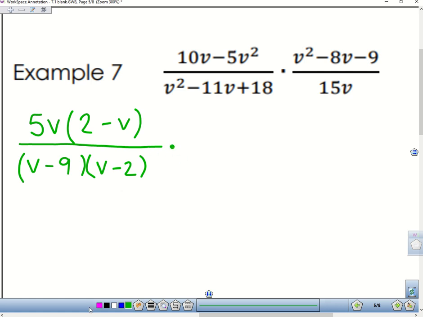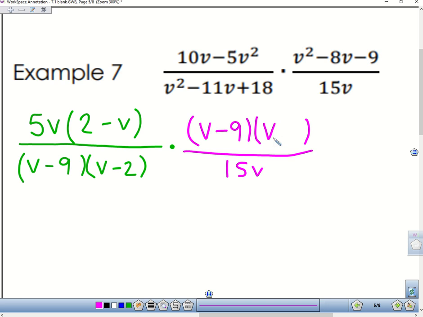Times, let's do the next one. So what are some factors of negative 9 that add up to negative 8? Good, negative 9 and positive 1. And you can't do anything with the 15b right now.